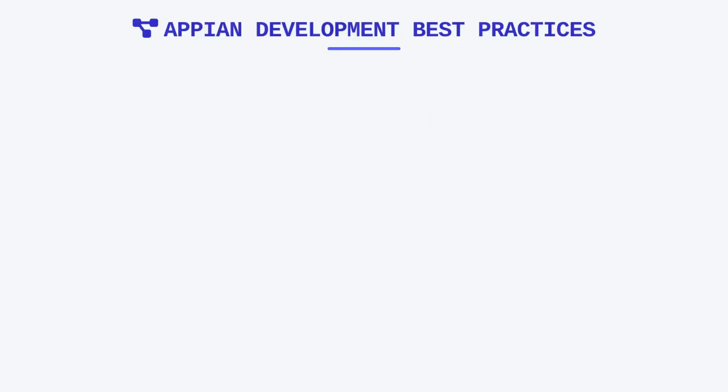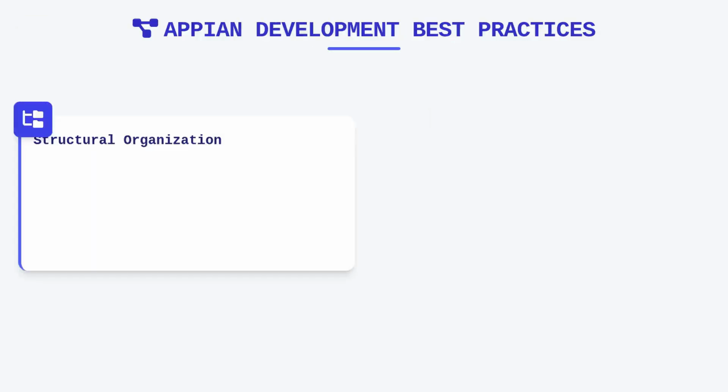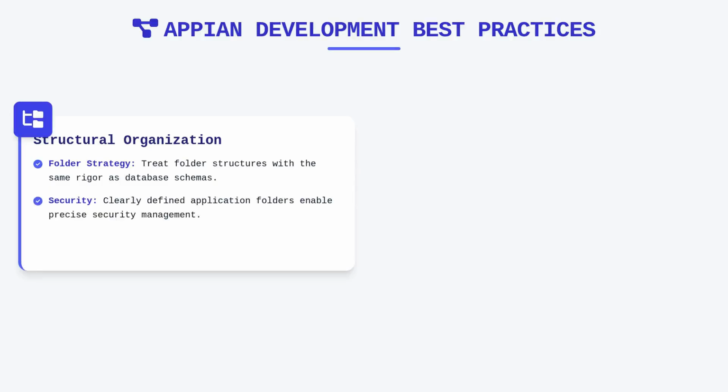Organization is surprisingly important in Appian, and you should consider the folder structure for your models as carefully as you consider your database schema. Placing related process models within clearly defined application folders allows for better security management and makes it significantly easier to package your application for deployment between environments.